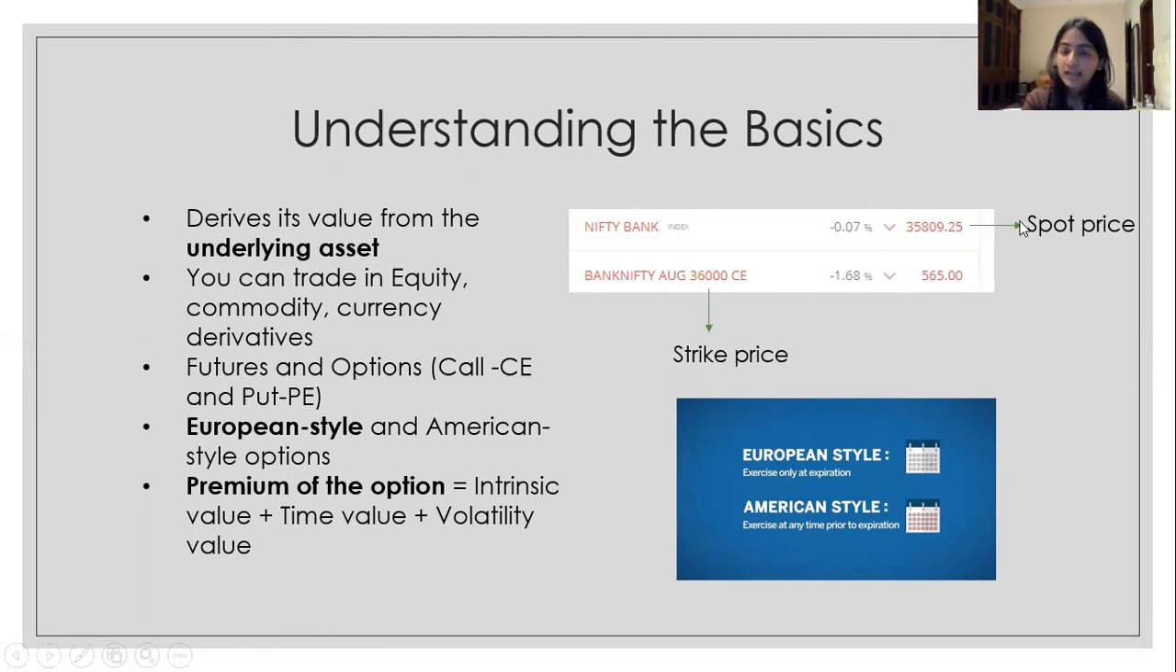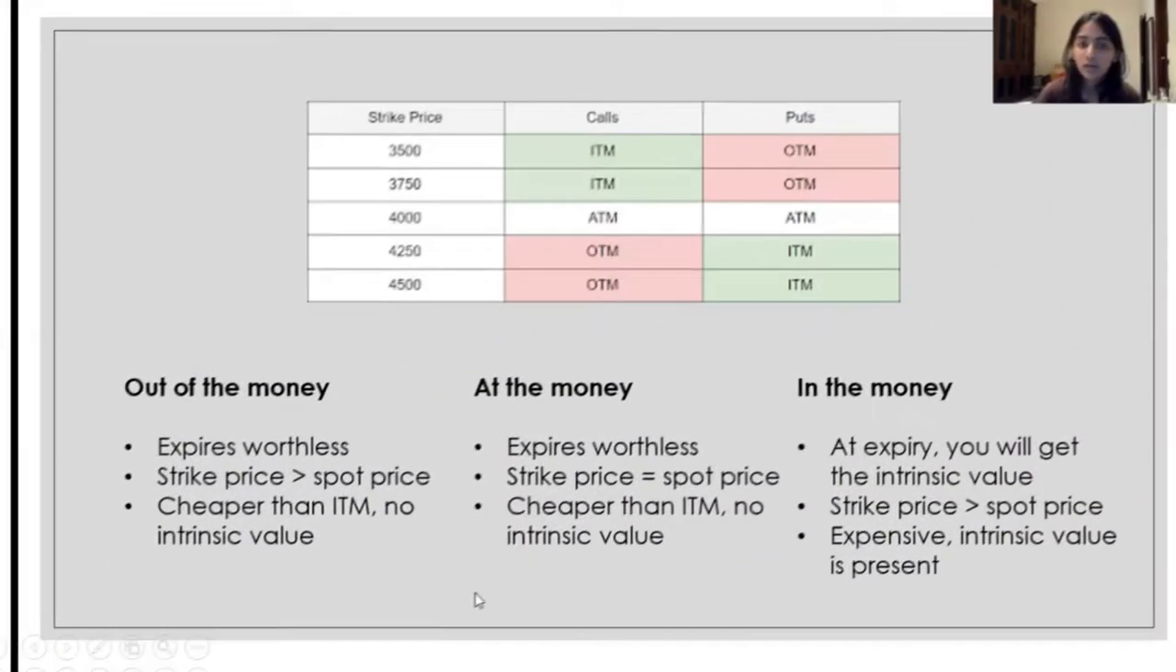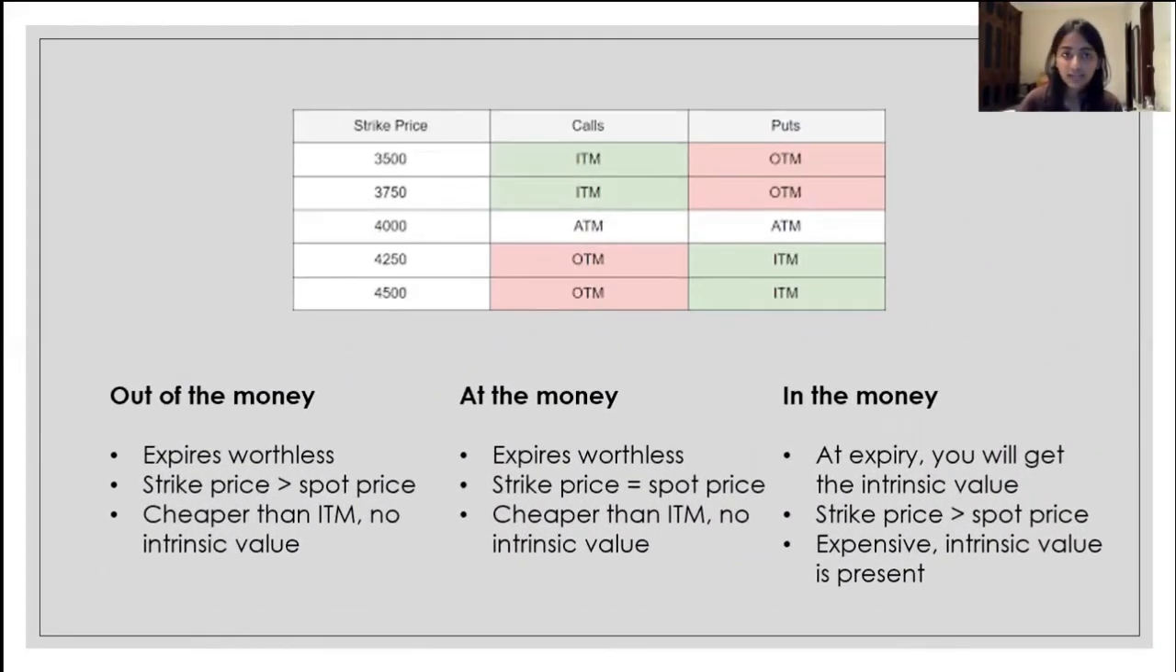So over here, as strike price is more than the spot price, this is an OTM option, which is out of the money. So if an option is out of the money, it basically means that there is no intrinsic value for this. The premium only consists of the time value and the volatility value. You can understand more about this from this slide. This is the classification of the types of strike prices.